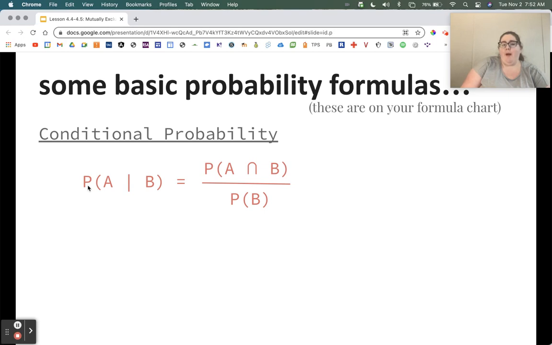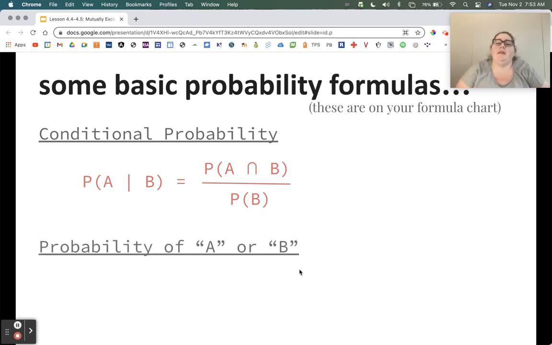So my formula for probability of A given B is the probability of A and B, the intersection of both, divided by the probability of B, which is what we're given. So probability of the intersection divided by the probability of what we're given. And we did technically use that formula for the two conditional probabilities that we just found. We just didn't really think of it as a formula.